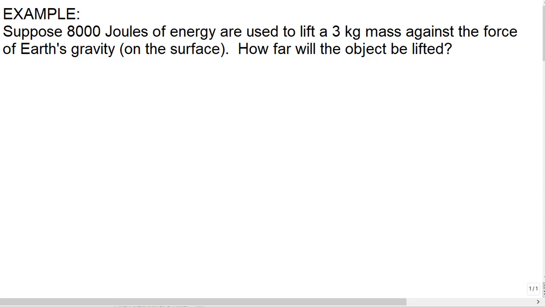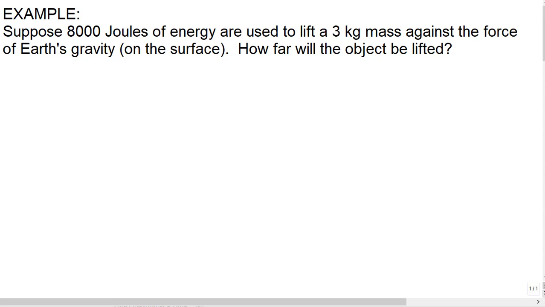Okay, and now for what most people find the most difficult of all these sorts of dimensional analysis problems, which is a real life physics problem. For example, suppose 8,000 joules of energy are used to lift a 3 kilogram mass against the force of Earth's gravity on the surface. How far will the object be lifted?